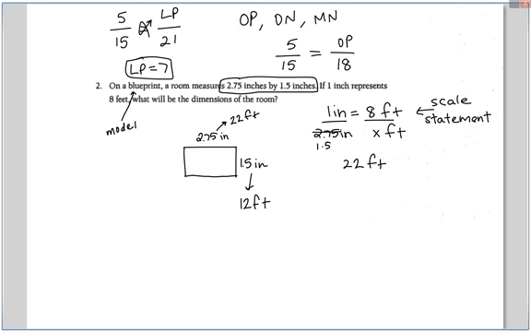So what do we do? Just reiterating what we did. We were given the dimensions of the model, and then we found the dimensions of the original, which were 12 feet and 22 feet. So these are the dimensions of the actual room, or the original room, and the dimensions of the blueprint is what we started with. So the blueprint is the model, and here the actual is the original.